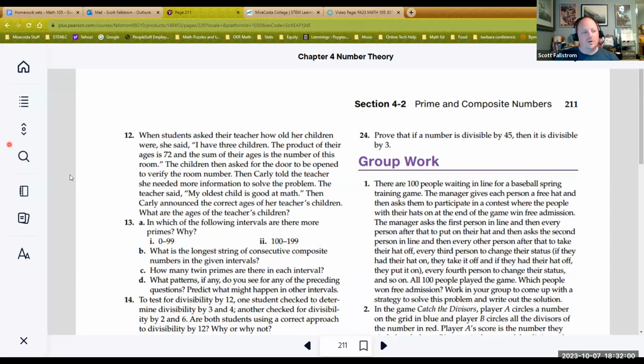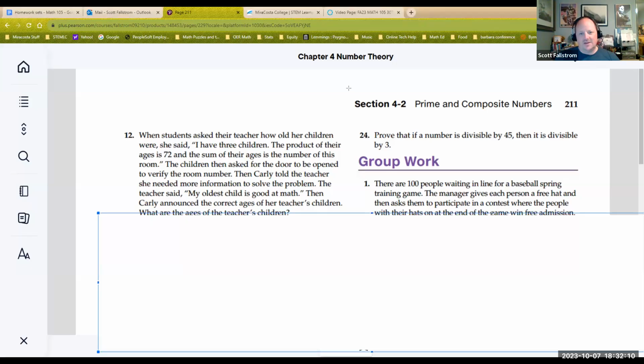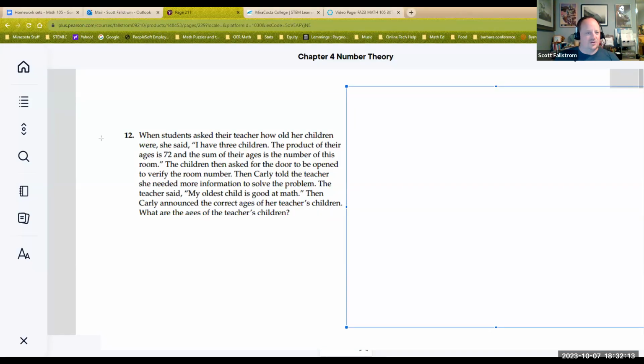So if you are working through this problem, feel free to pause or stop the video if you want to do it all on your own. I'm simply going to give a little bit of a nudge in the right direction. You know she has 3 kids, and the product of the ages is 72. What does that tell you?